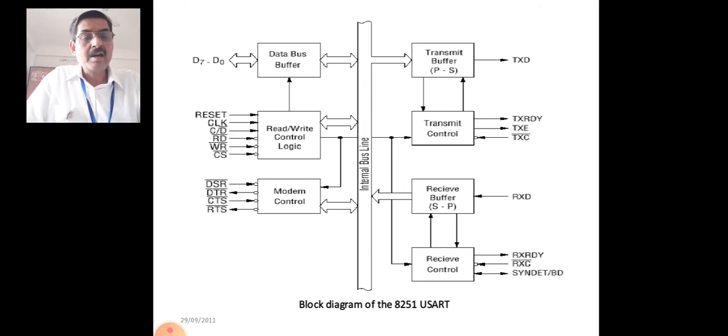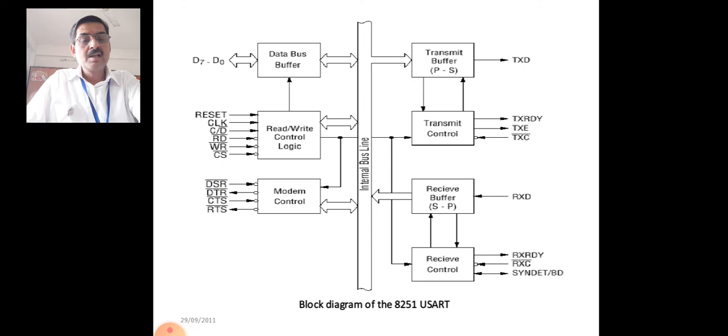Next is RxRDY, receive ready. This is the receiver ready signal, which shows that the receiver is ready to accept data. This is a control signal. Next is RxC bar. This signal is used to decide the rate at which the data is received by the receiver, just like TXC bar. TXC decides the rate of data which is transmitted, whereas RxC decides the rate of data which is received.